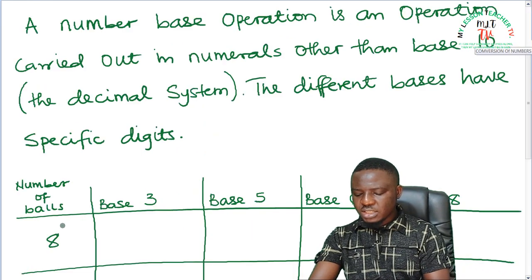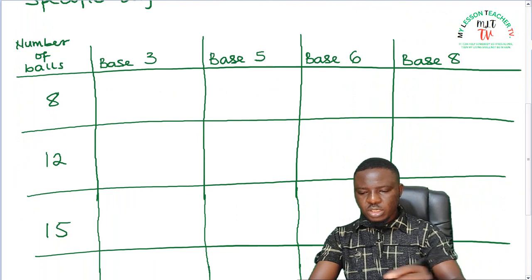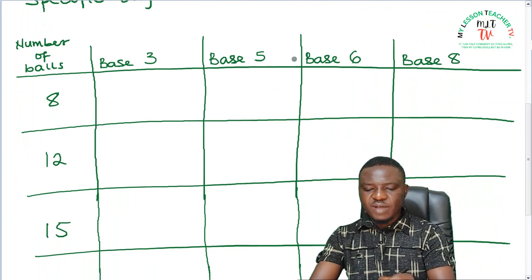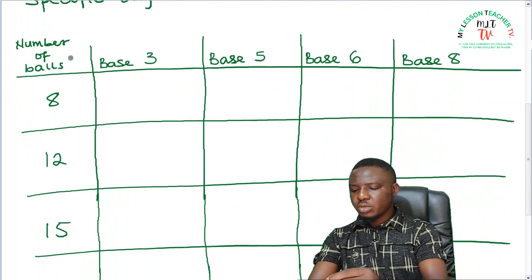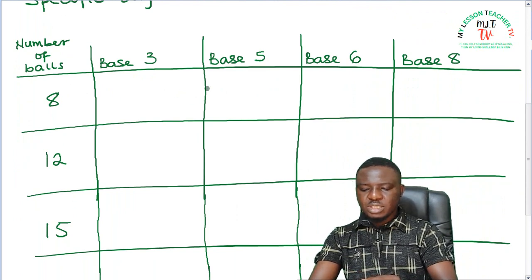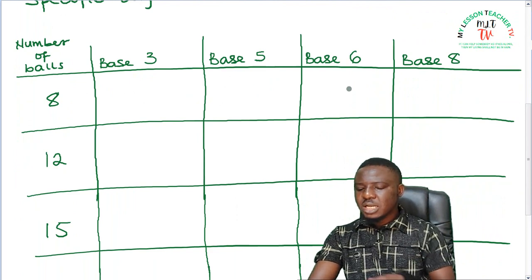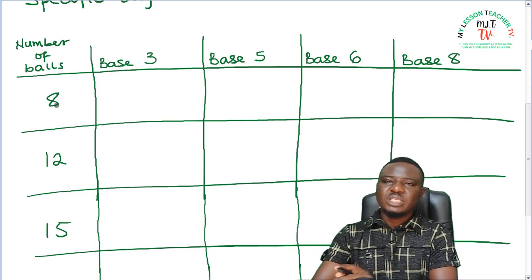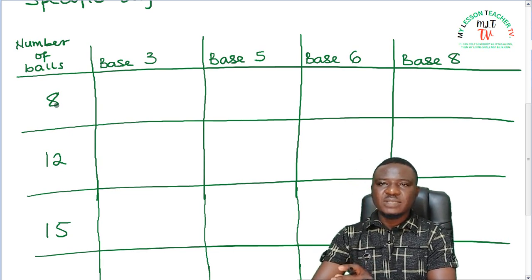We are to convert each of these numbers given in base 10 system to either base 3, base 5, base 6, and base 8. So I shall be expressing each of these numbers in base 3, base 5, base 6, and base 8.